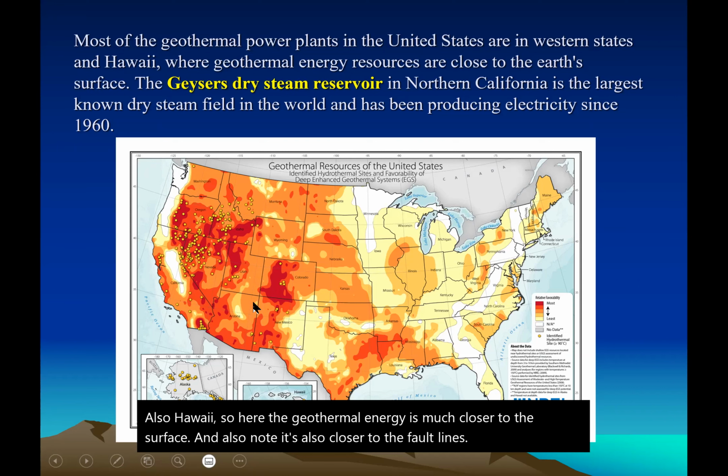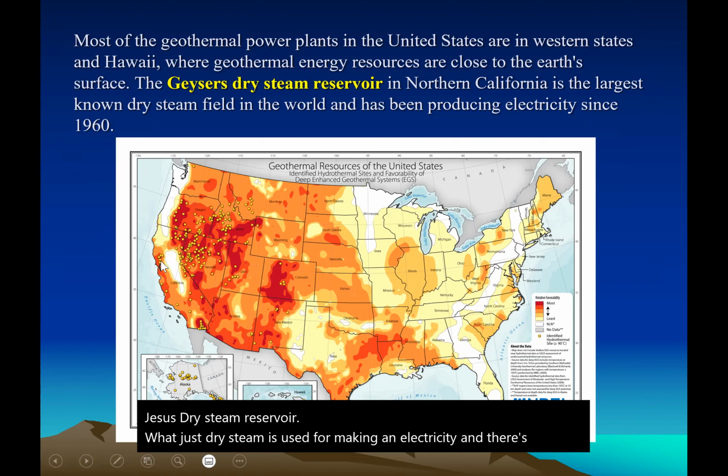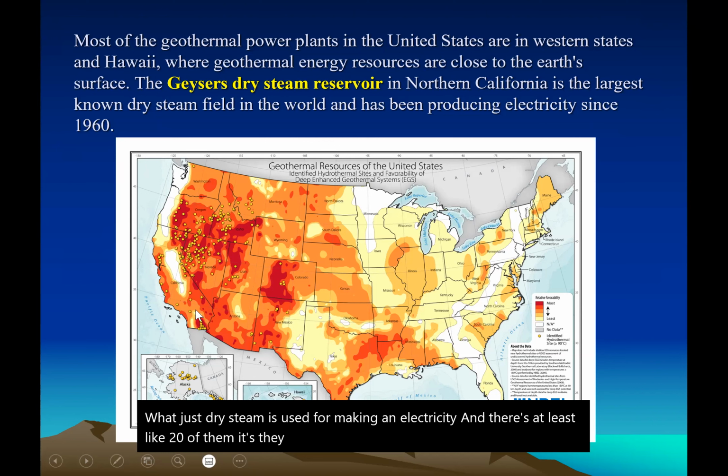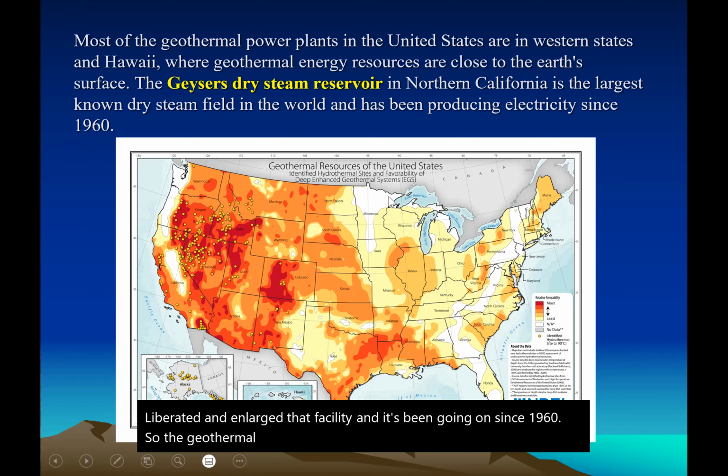The largest geothermal reservoir in the world is in California. It is called the Geysers Dry Steam Reservoir. No water, just dry steam is used for making electricity. And there are at least 20 of them. They have elaborated and enlarged that facility, and it's been going on since 1960. So the geothermal potential for the US is tremendous.